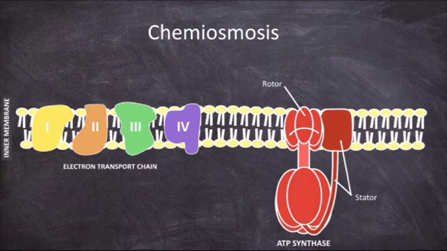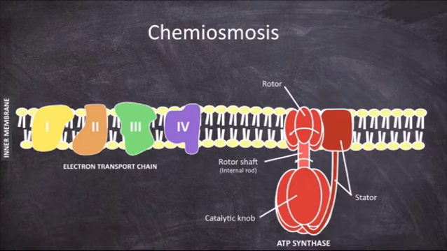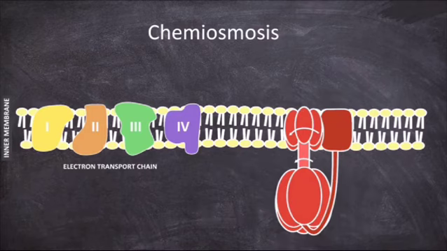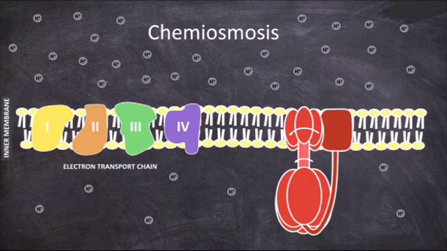rotor that sits in the inner mitochondrial membrane and the stator which is anchored in the inner mitochondrial membrane. ATP synthase also has an F1 subunit composed of the internal rod that also rotates and the catalytic knobs.